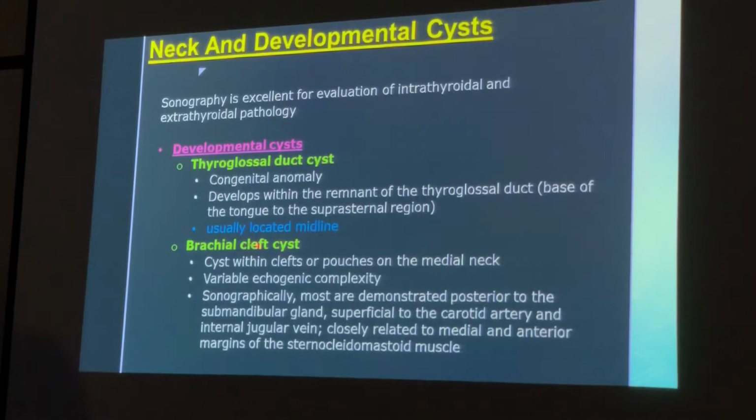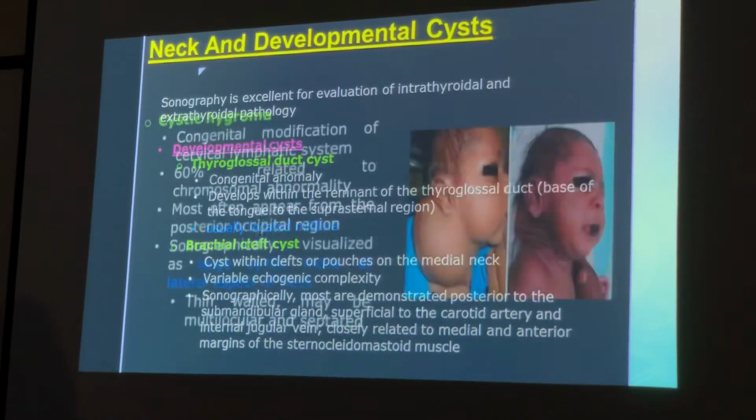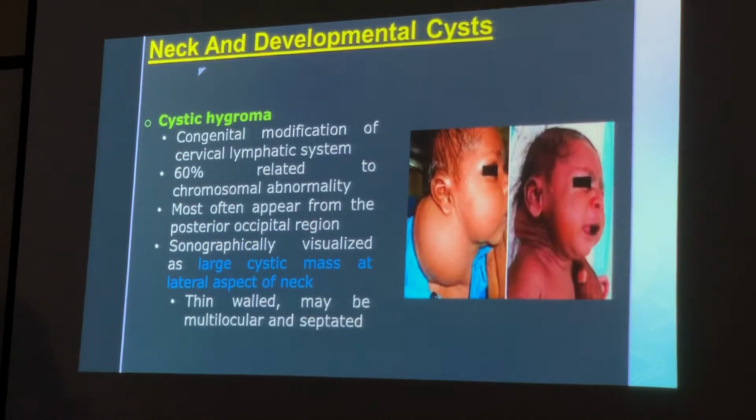Okay, we have the branchial cleft cyst. That's a cyst that is going to be lateral to the carotids. Okay, this cyst has variable echogenic complexity, and sonographically, most are demonstrated posterior to the submandibular gland, superficial to the carotid artery and IJV, and closely related to the medial and anterior margins of the sternocleidomastoid muscle. So this is going to be a lateral neck cyst. Okay, the thyroglossal duct cyst is going to be a midline cyst. That's what I want you to know. Okay. And then we have the cystic hygroma.